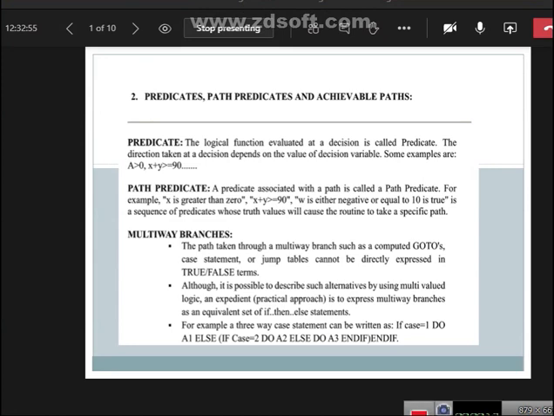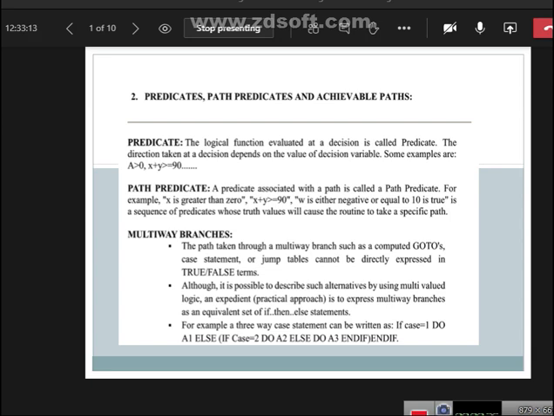Hello students, in this class we are going to discuss predicates, path predicates and achievable paths. First of all, we have to know what a predicate is. It is a logical function evaluated at the decision, called a predicate.